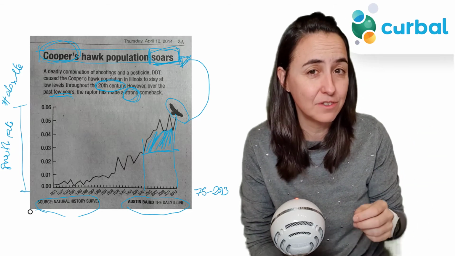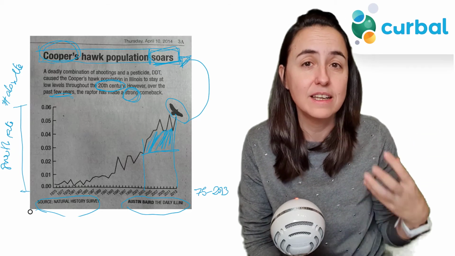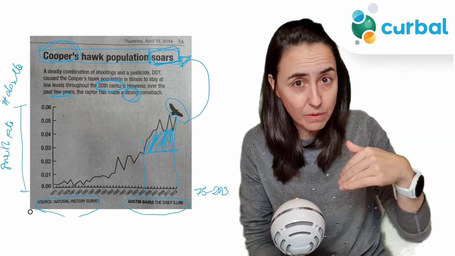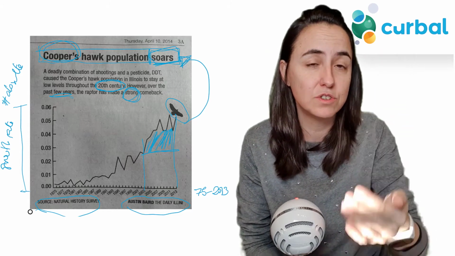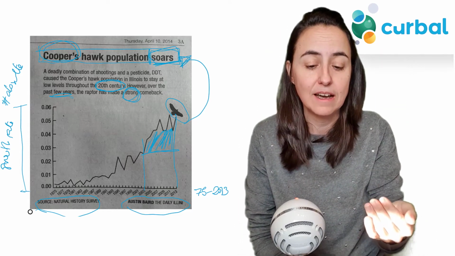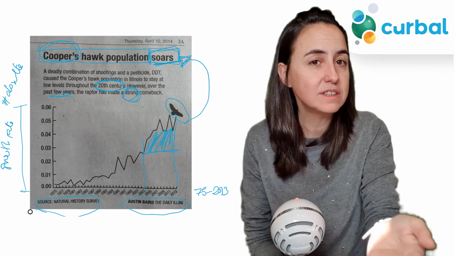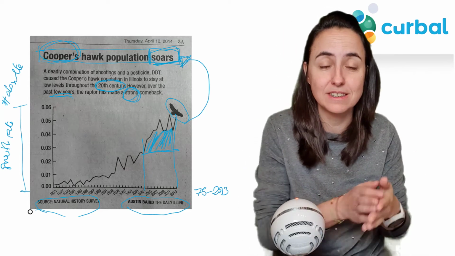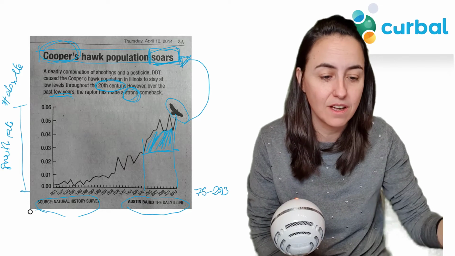Another thing that is unfortunate about this chart is that it says the reason the decrease happened was because of shooting and pesticides. And there is no reference in here as to shooting and pesticides now. What is the situation now?